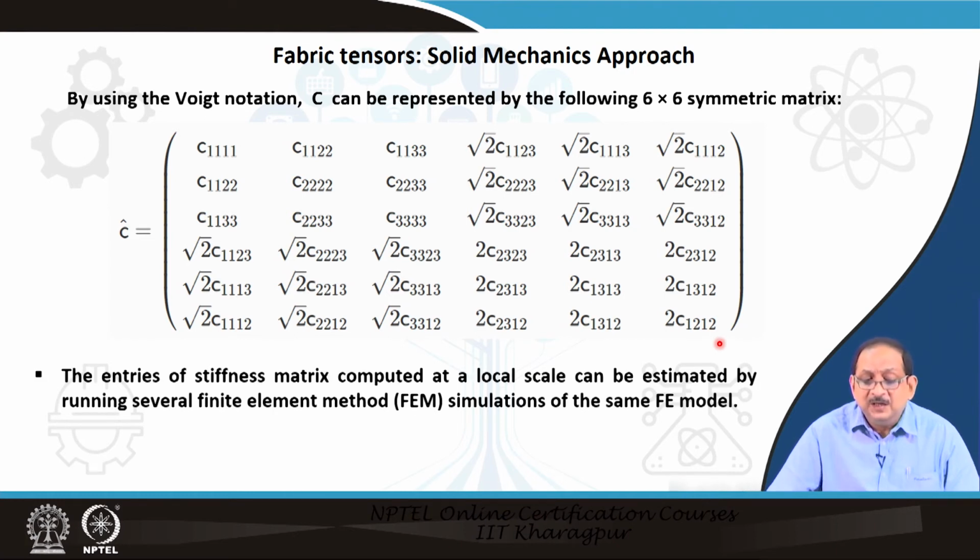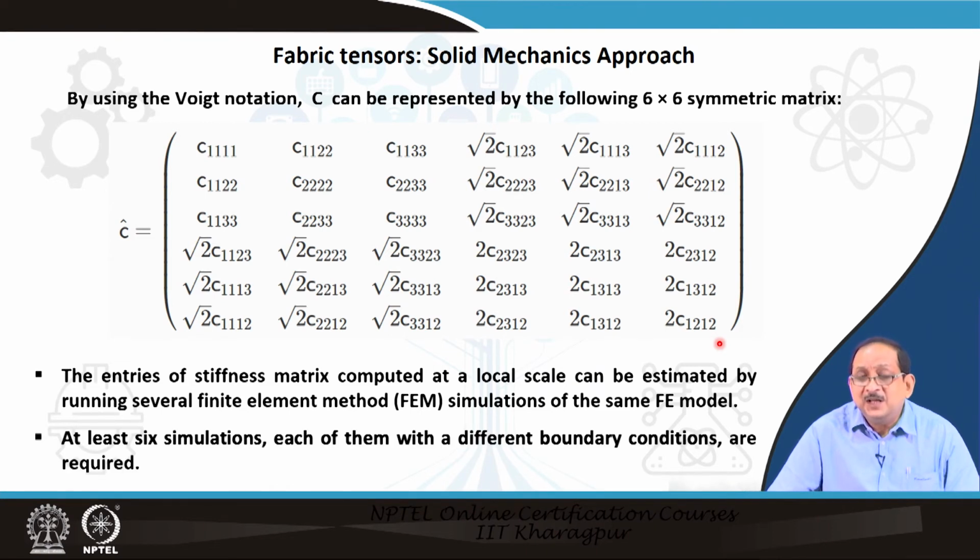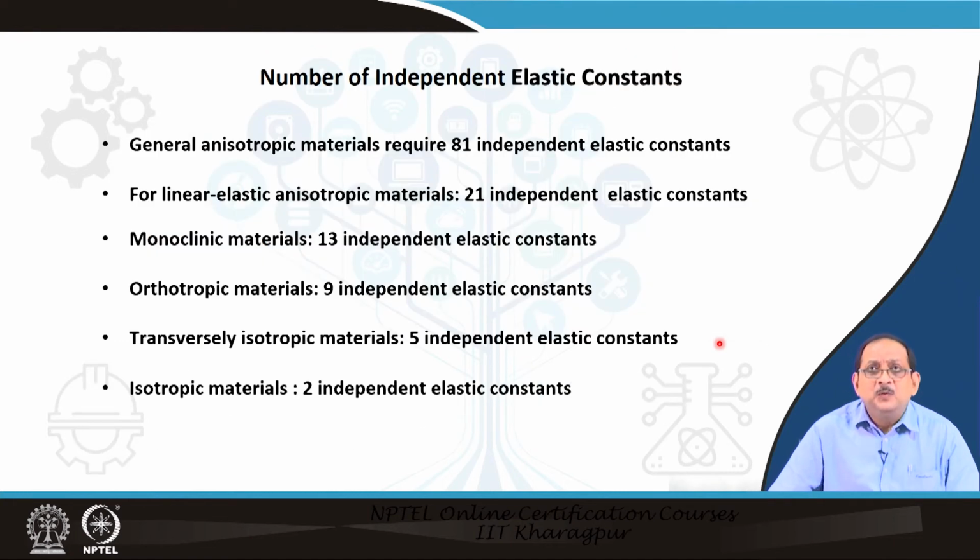The entries of the stiffness matrix computed at a local scale can be estimated by running several finite element method based simulations of the same FE model. At least 6 of such simulations, each of them with different boundary conditions, are required to calculate the entries of the stiffness matrix. So, we can conclude the number of independent elastic constants for a general anisotropic material.